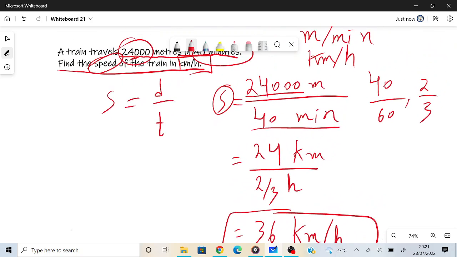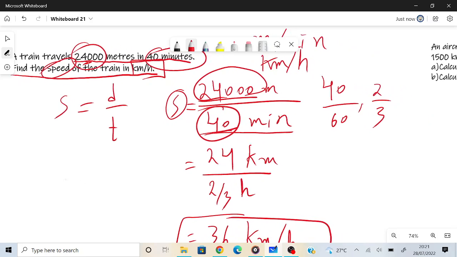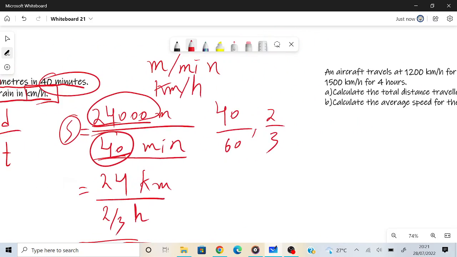The best way to go about this is to simply convert the individual terms to the required unit. For example, if it was asking for kilometers per second, I would have converted the 40 minutes to seconds rather than hours, and 40 minutes to seconds would simply be 40 times 60. That's 2,400. So on to the next question.